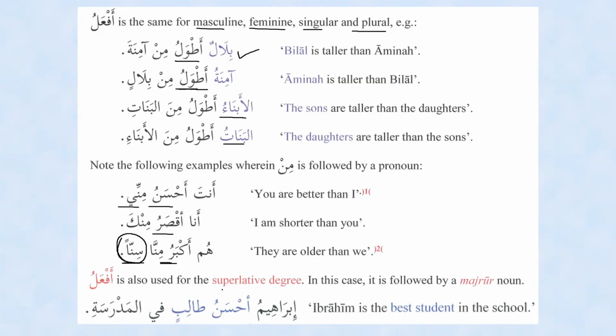Af'alu is also used for the superlative degree, as we mentioned earlier. In this case, it is followed by a majroor noun. Ibrahimu ahsanu talibin fil madrasati. Ibrahim is the best student in the school. So why do we translate it as the best? Because after ahsanu we have talibin. So when the noun is majroor after the pattern of af'alu, then it is translated as the superlative degree.